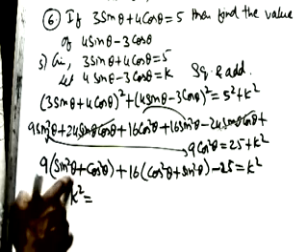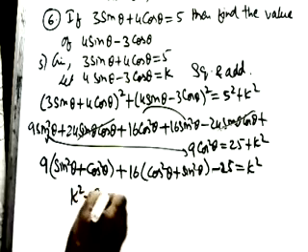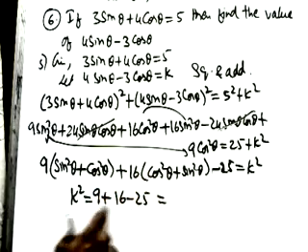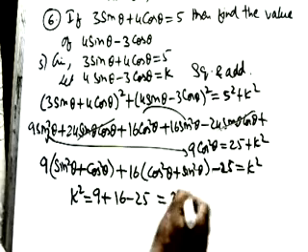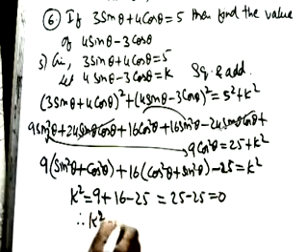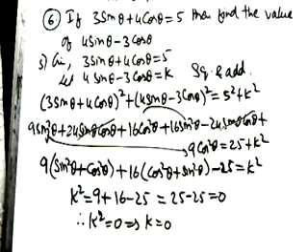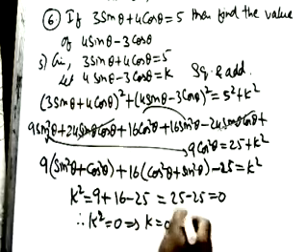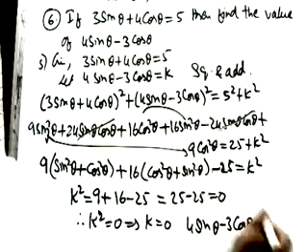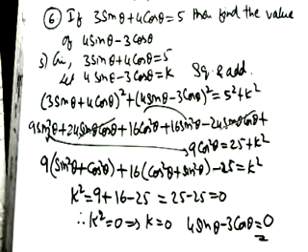So 9 into 1, since sine square theta plus cos square theta is 1, is 9. Plus 16 into 1 is 16, minus 25. So 9 plus 16 is 25, minus 25, that is 0. Therefore k square equals to 0, so k equals to 0. So what did we suppose this one? 4 sine theta minus 3 cos theta. Its value is k, that is, its value is 0.